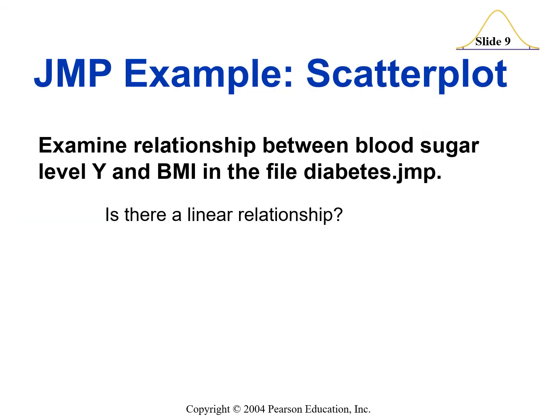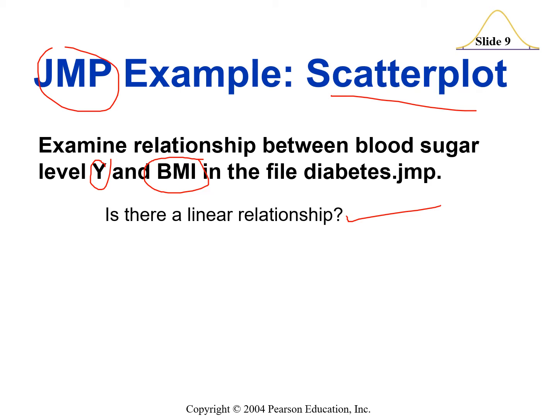Examining the relation between blood sugar level, which is y, and body mass index in the file diabetes.gump in GUMP software, and answer the question: is there a linear relationship or not? As you know, we use a scatter plot to identify if there is a linear relation between the two variables.